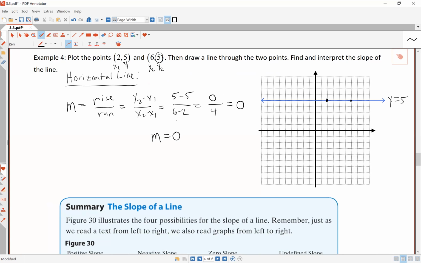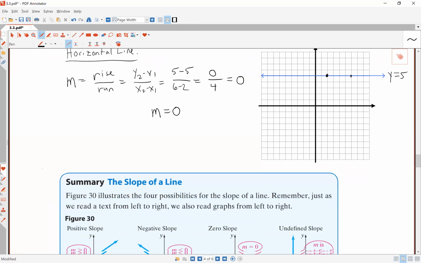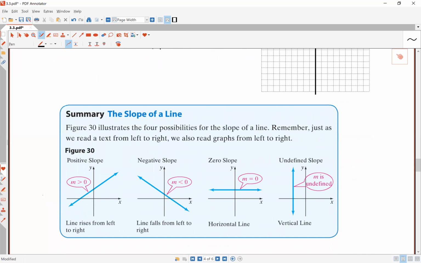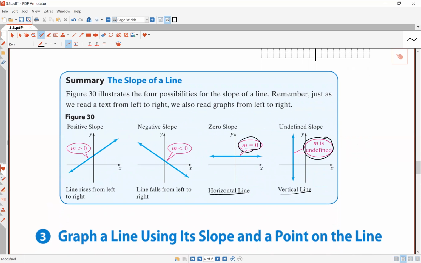So we summarize this by saying that all horizontal lines have a slope of 0, and all vertical lines have a slope that's undefined. And it's at this point where I would like to give you a mnemonic device that helps you memorize the difference between the two.